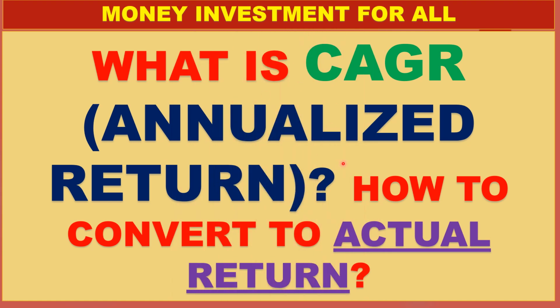In this video, we will see what is CAGR. It is also called annualized return. How to convert annualized return CAGR to actual return. In how much year it is doubled or tripled. If you know the actual return, then only you can say that.